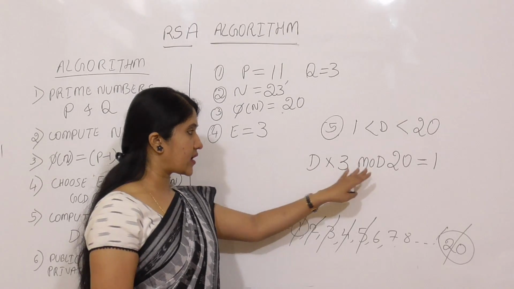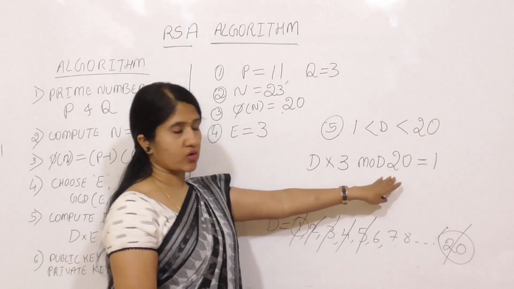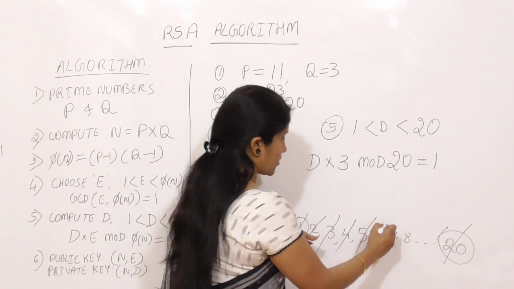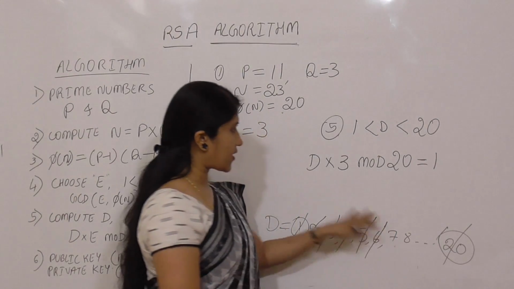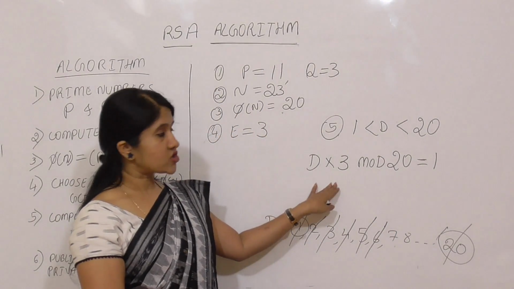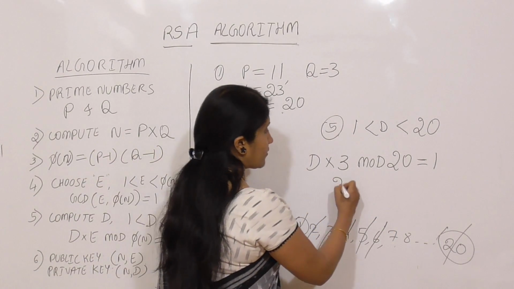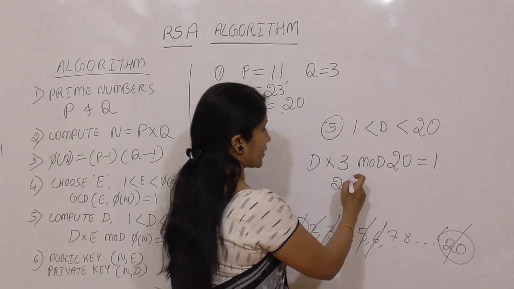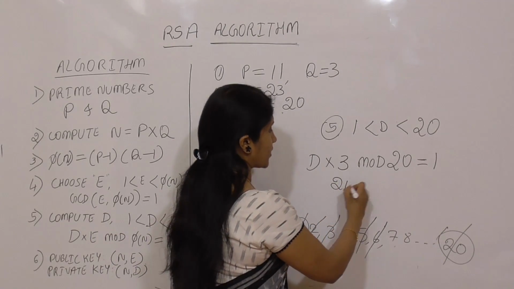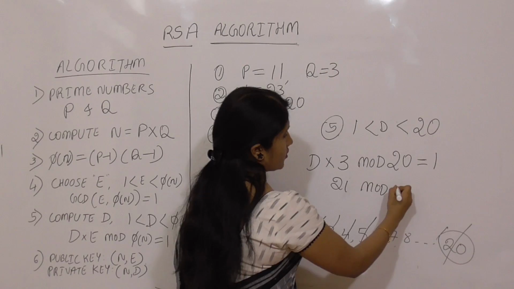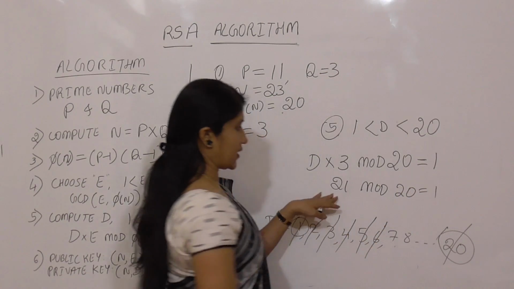Next 6. 6 3s are 18. 18 mod 20 is 18 only. So I cannot. It is not equal to 1. So 6 also cancelled out. Next 7. 7 3s are 21. 21 mod 20 is 1 only, right?